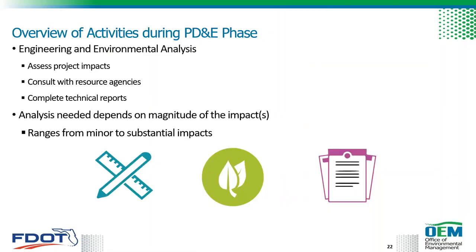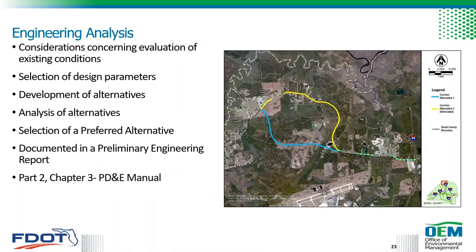Now, during the PD&E phase, the engineering and the environmental analysis is conducted to assess project impact. And this typically includes consultation with resource agencies and the completion of those technical reports that Maria told us about earlier today. The amount of analysis that's needed is going to depend on the potential for environmental impact and if those impacts will be significant or substantial in this case. The engineering analysis is conducted according to Part 2, Chapter 3 of the PD&E manual, and it's documented in a preliminary engineering report. Now, this report is then referenced in the SEER, and Maria will be going over this later this afternoon.